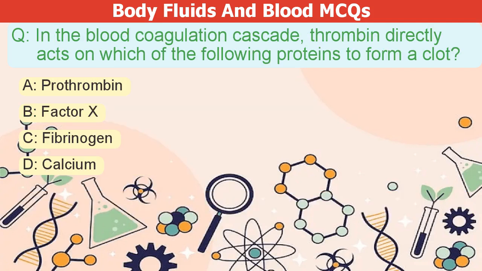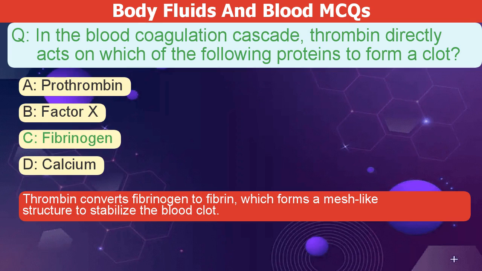In the blood coagulation cascade, thrombin directly acts on which of the following proteins to form a clot? A. Prothrombin. B. Factor X. C. Fibrinogen. D. Calcium. The correct answer is C. Thrombin converts fibrinogen to fibrin, which forms a mesh-like structure to stabilize the blood clot.